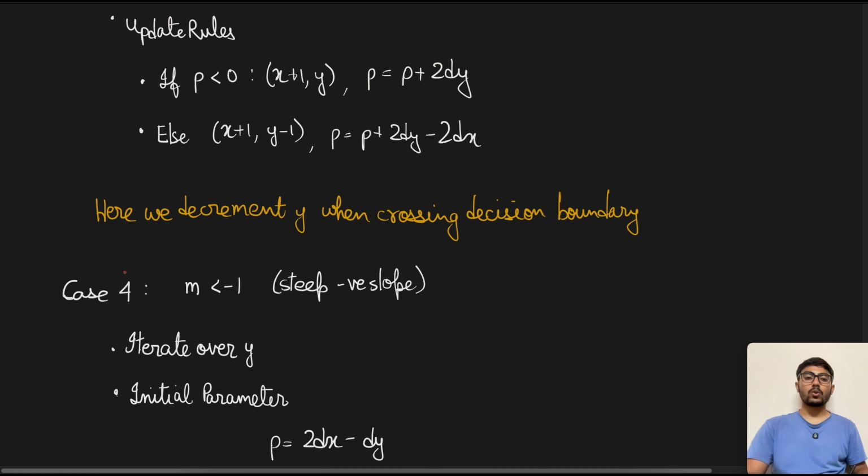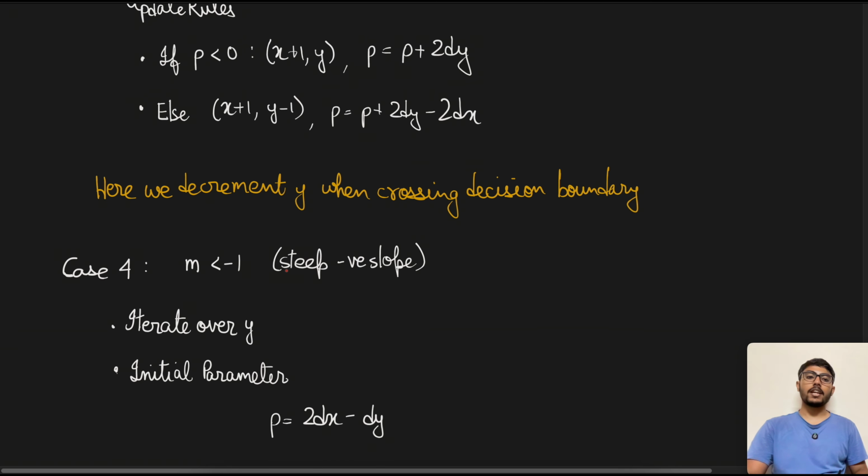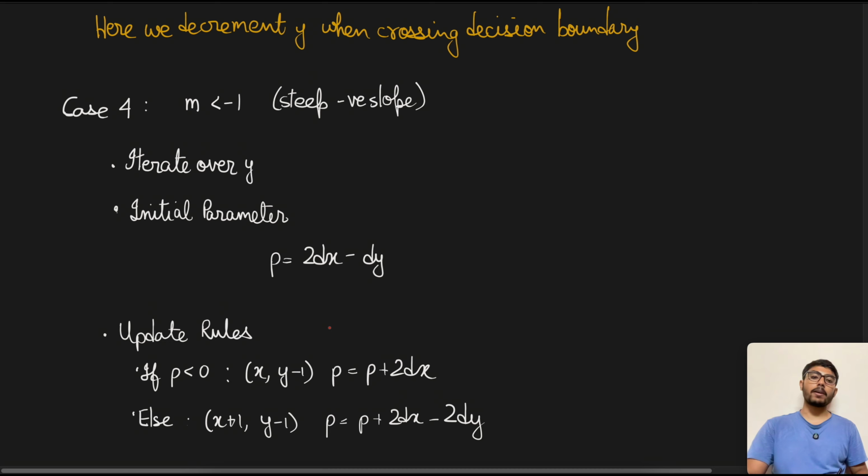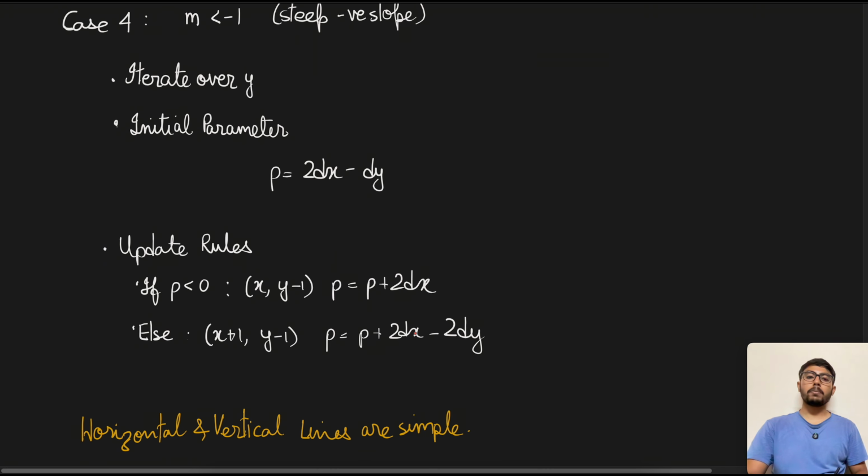Next is case 4, which is when m is less than minus 1, which is a steep negative slope, right? We iterate over y again. This time the initial parameter would be 2 dx minus dy, right? The update rules in this one would be: p less than 0, then x comma y plus 1 and p equals p plus 2 dx, else x plus 1 comma y minus 1, where p equals p plus 2 dx minus 2 dy, right? So again, those were the 4 cases. We have horizontal and vertical lines as well, but that is something quite obvious, right? Those are fine.